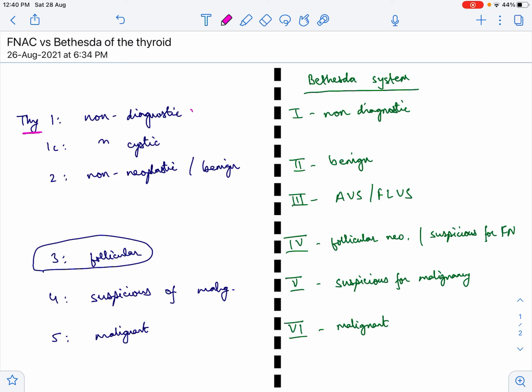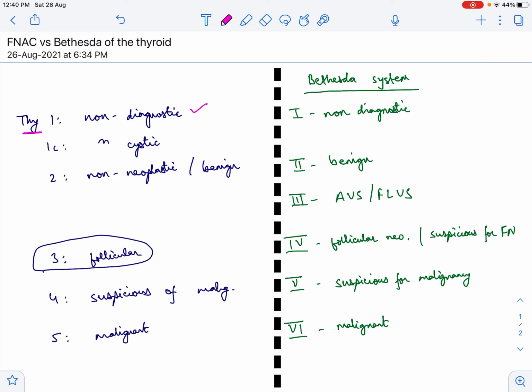THY1 means it is non-diagnostic. Now, it can be non-diagnostic either due to an error on the part of the person who's performing the FNAC, failure of the instrument, or the material is not enough, or maybe that the pathologist is not able to interpret it properly. But for whatever reason, it is non-diagnostic. Usually, it is because the material is not adequate enough. So, what is done after this is you do one more FNAC, which is image guided, usually ultrasound guided.